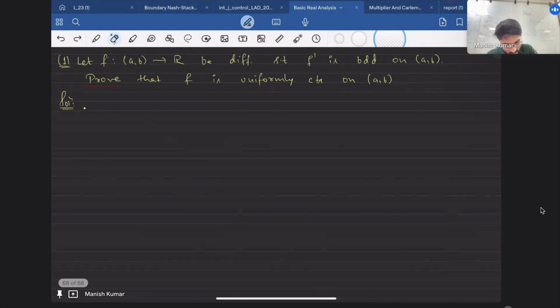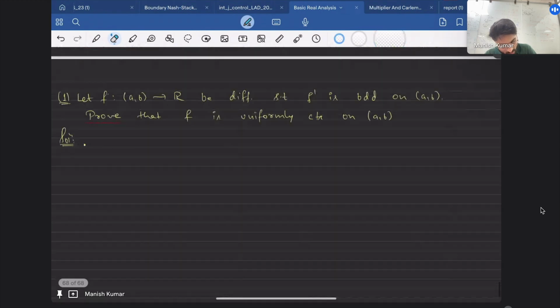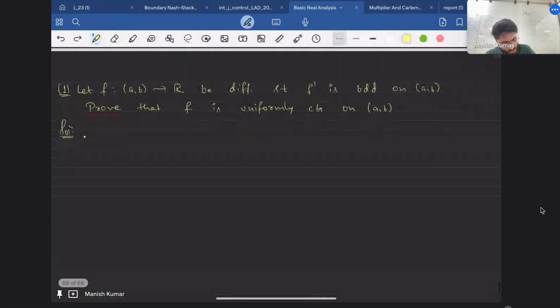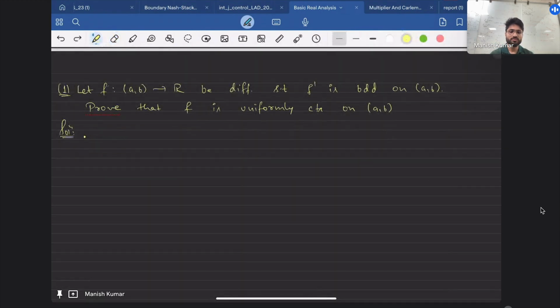Okay, so let's write what proof I was saying earlier, using the mean value theorem. Since I know that the function f is given to be differentiable, and hence it is continuous, if you want, you can assume it's continuous on the closed interval AB. Let me add that also. Okay, let it be.